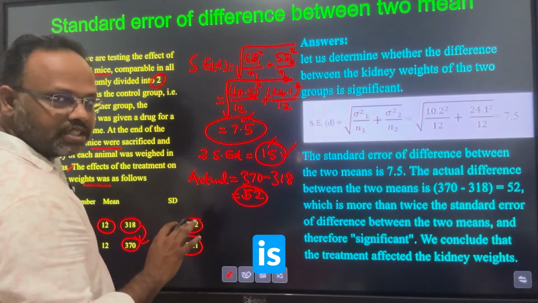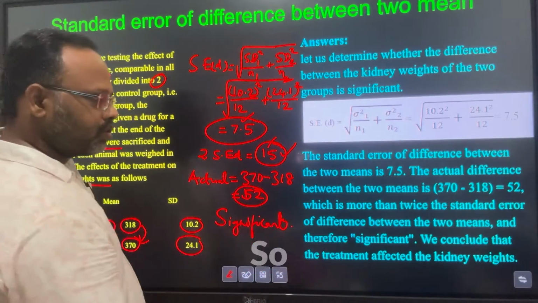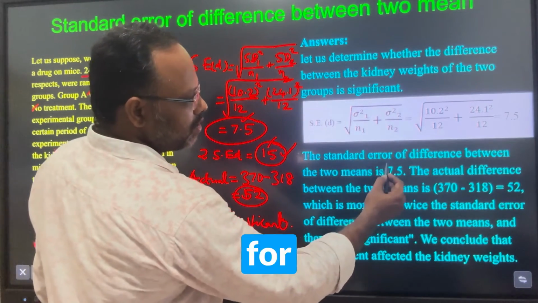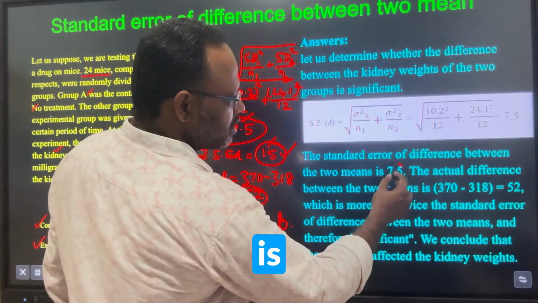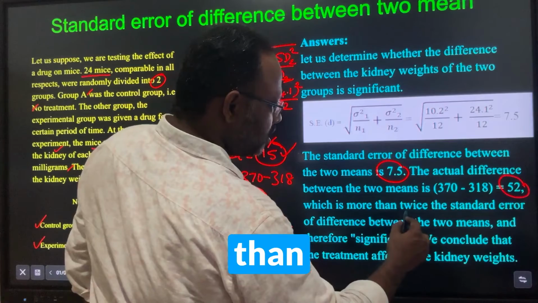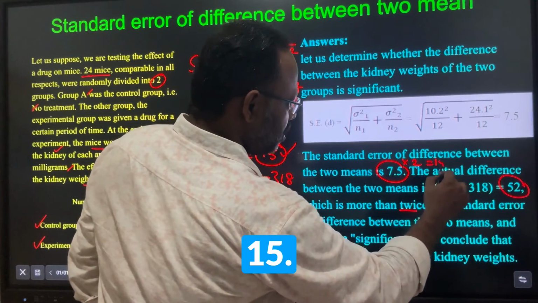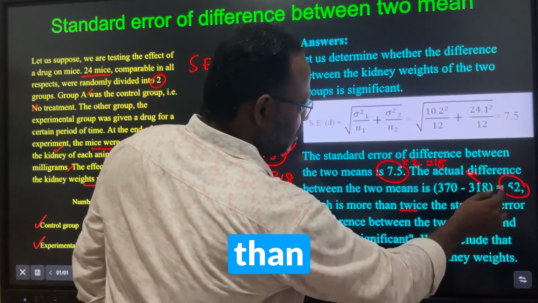This difference is significant. We use the term significant. So here is the key for this. The standard error of difference is 7.5. The actual difference is 52, which is more than twice the standard error. That is, 7.5 times 2 is 15. So 52 is greater than 15.